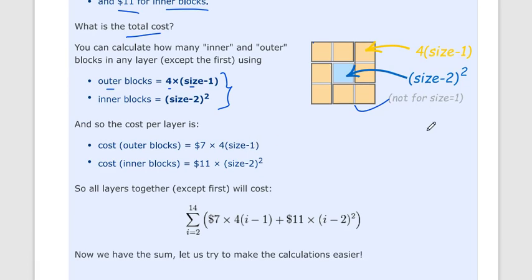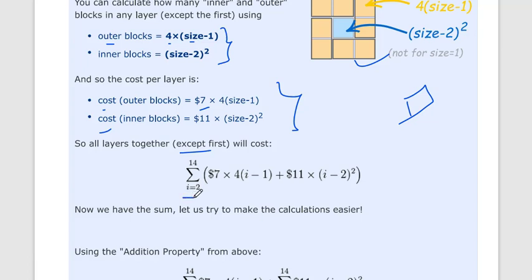Now what is the cost? The outer blocks cost $7 times 4 times size minus 1, and the inner blocks cost $11 times size minus 2. Now we have to add all the layers together. We have not included the first layer, which is only one block. So now we start from the second layer, i equal to 2 to 14.